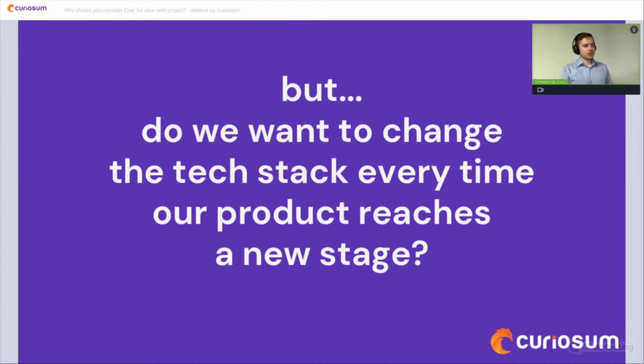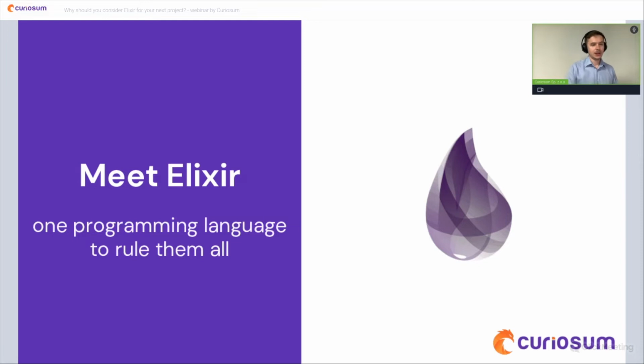So my question is, considering that we have a lot of languages that are well suited for different stages, do we want to change the tech stack every time our product reaches a new stage? So I think, and that's the reason why I actually chose Elixir a couple of years ago as my main language on the backend side, that if we can have one language that you can use both for MVP stage as well as the stability stage and scaling, that would be great. And this is actually Elixir, one programming language to rule them all.